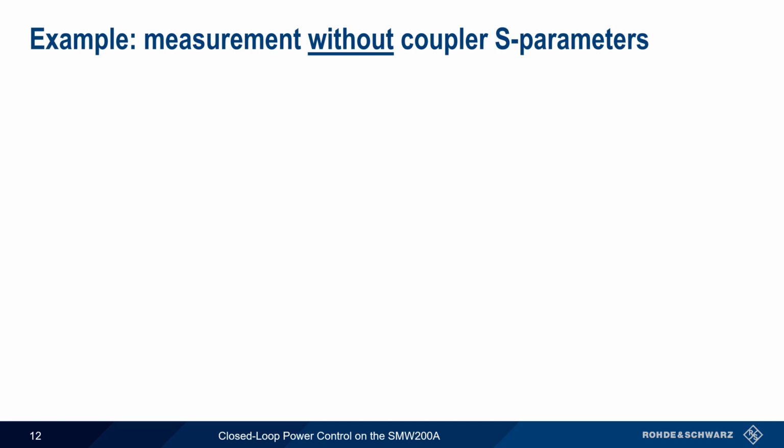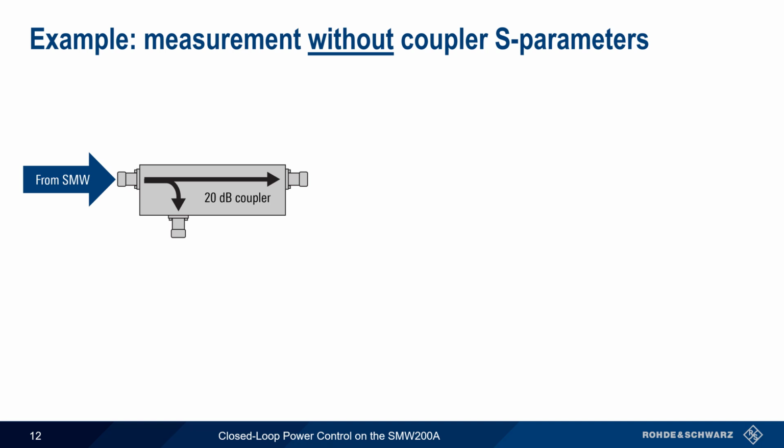Let's walk through a few examples. For simplicity, we'll assume that the SMW is directly connected to the coupler input. Remember that in most cases, there would be some variable gain or attenuation between the SMW output and the coupler input. The power sensor is attached to the coupled port. Since here we're using a 20 dB coupler, the level at the power sensor will be 20 dB less than the level at the coupler input.